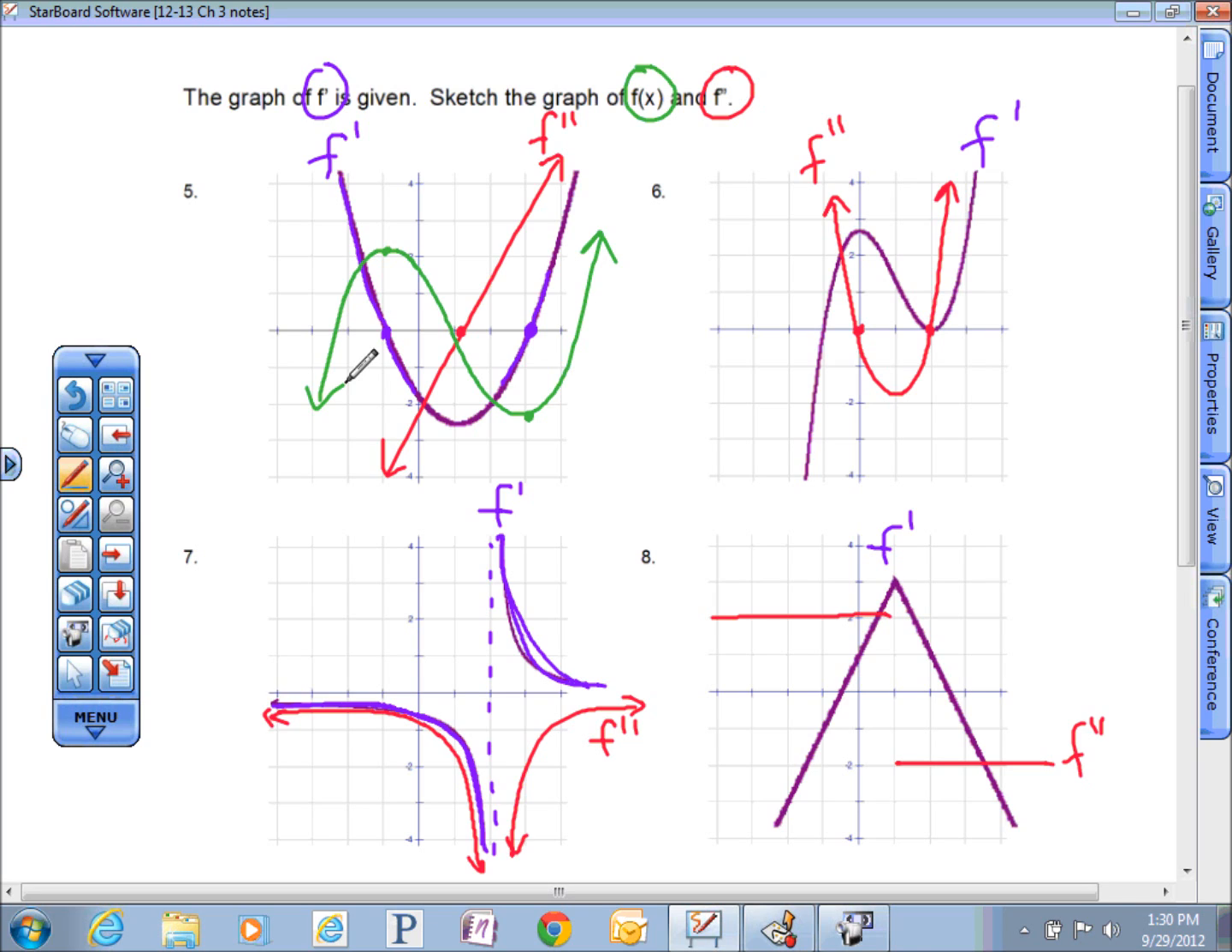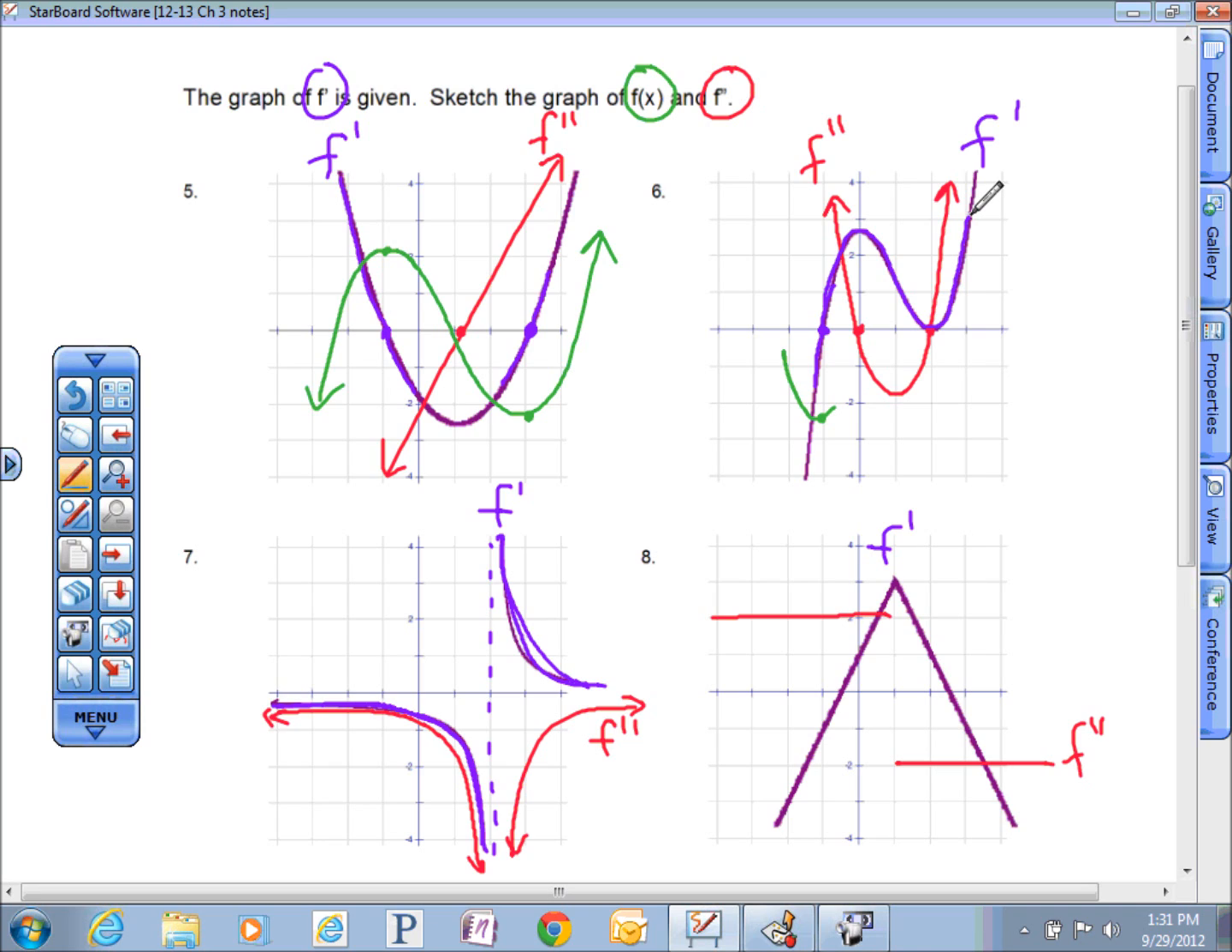Okay, example 6. Let's do the same thing. So derivative hits the x-axis here, changes from being negative to being positive, which means your function is going to have a relative minimum. Derivative is positive the rest of the way, which means function would have to be increasing the rest of the way. Second derivative, let's talk about concavity.